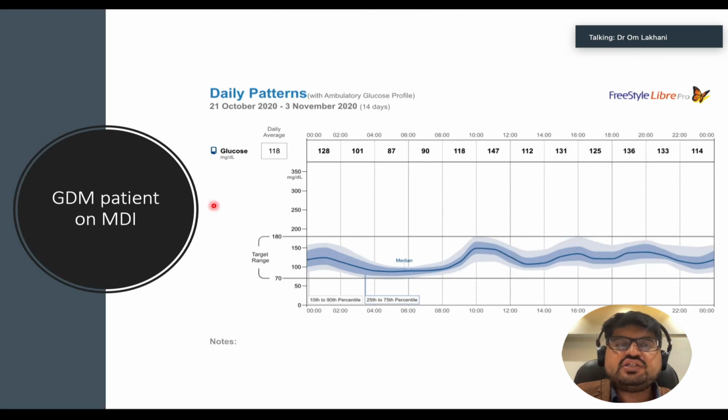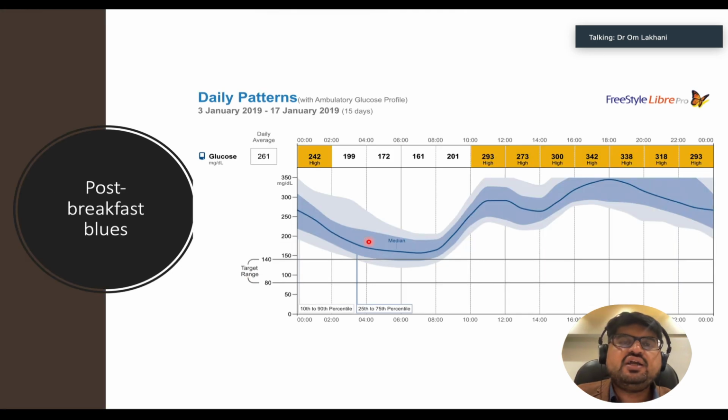This is a patient just with gestational diabetes on multi-dose insulin, basal bolus insulin. We use a lot of CGM in pregnant patients. It really helps them. And remember, they are in a shorter time frame. We need to achieve good glycemic control in a shorter time frame, and CGM is very, very useful in such patients.